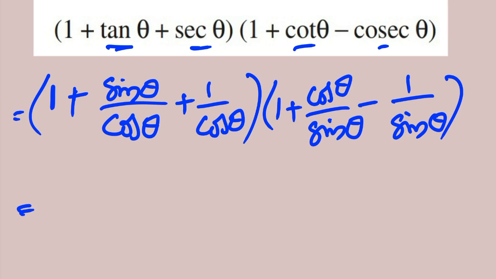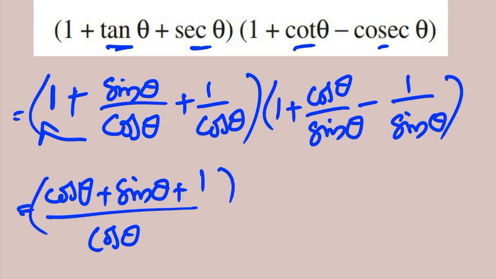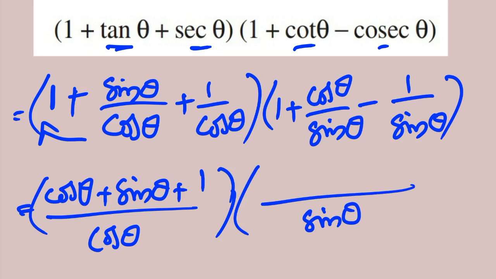Let us see here, evaluate or simplify. So finally we need one number. How do we get it? Let us simplify this. First, if I take the LCM of the first expression, what is the LCM? That is cos theta, and here we can write cos theta plus sin theta plus 1, and also this expression again. Here what is the LCM? Sin theta, and here you write sin theta plus cos theta minus 1.